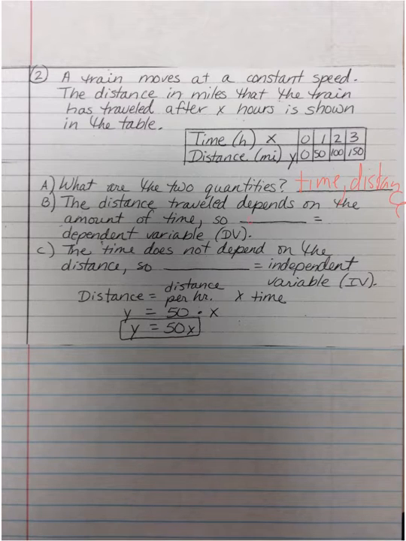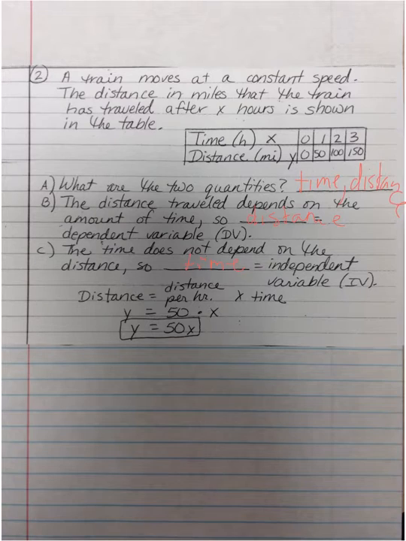So distance equals the dependent variable, which we'll abbreviate with DV. Then the time does not depend on the distance because we're really looking more at how far the train goes. So because the time doesn't depend on the distance, it's the other way around, that means time is the independent variable. And we'll abbreviate that with IV.